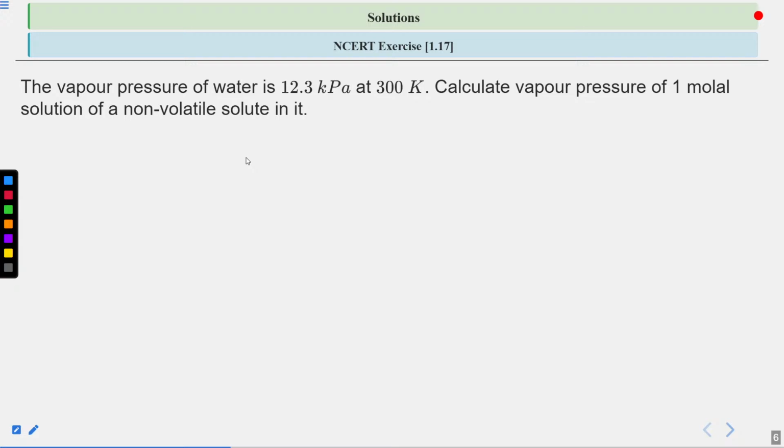The next question says that the vapor pressure of water is 12.3 kilopascal. We have to calculate the vapor pressure of a 1 molal solution of a non-volatile solid in it, and the temperature is 300 Kelvin. So you have some time to think over this question. Your time starts now.